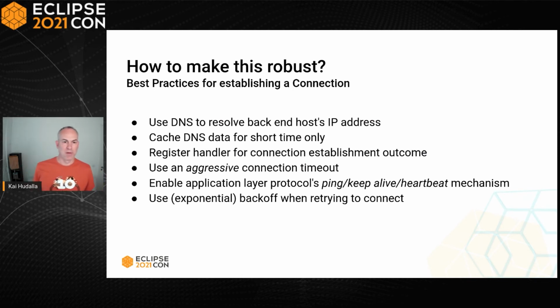So good practices include using DNS to resolve the backend host's IP address. The point of that is that if you are in a cloud environment, then the IP address of the load balancer, for example, might change from time to time. And in order to be able to connect reliably to the load balancer, it makes sense to resolve its logical name to the actual IP address using DNS. For the same reason, it also makes sense to not cache that resolved data endlessly, but for a short time only. And short means 30 seconds or something like that, so that you can actually connect reliably to the current IP address of the load balancer.